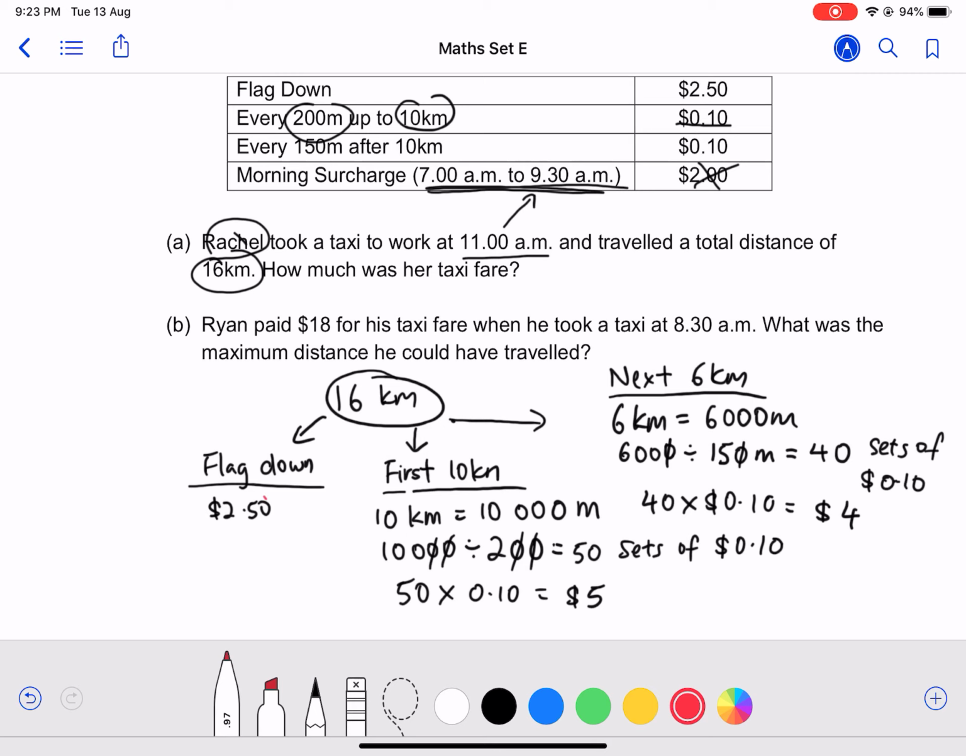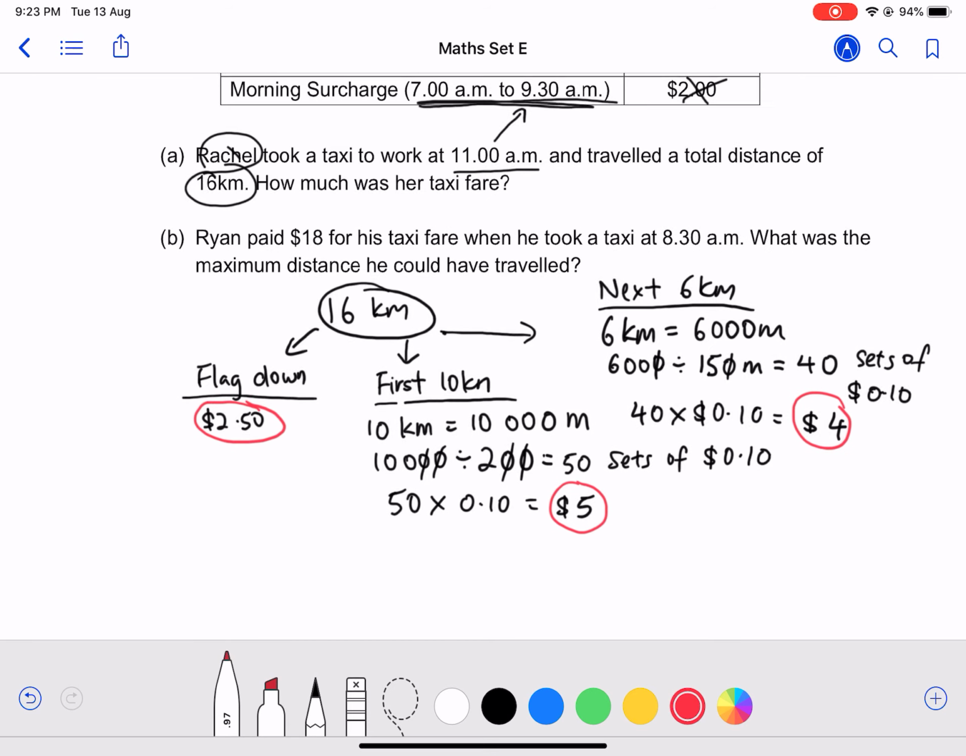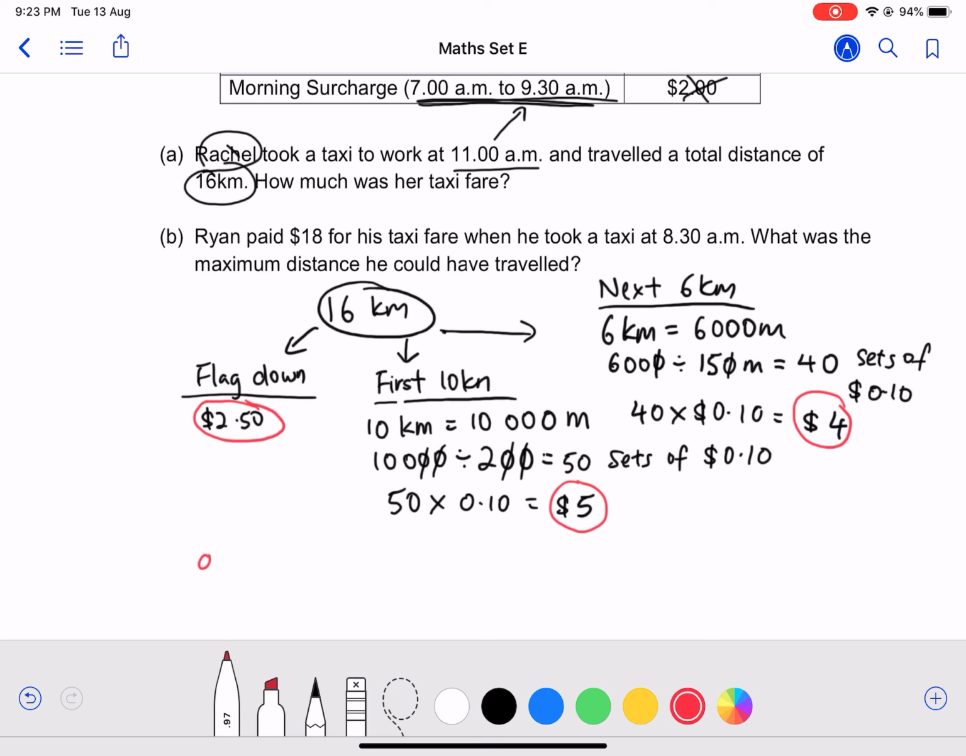Alright, can be a bit confusing, so I color. You have a flag down. Your first 10 km is $5. Your next 6 kilometers that's remaining is $4. So you are paying for part A, you are paying $2.50 plus $5 plus $4, which is a total of $11.50. That's for part A.